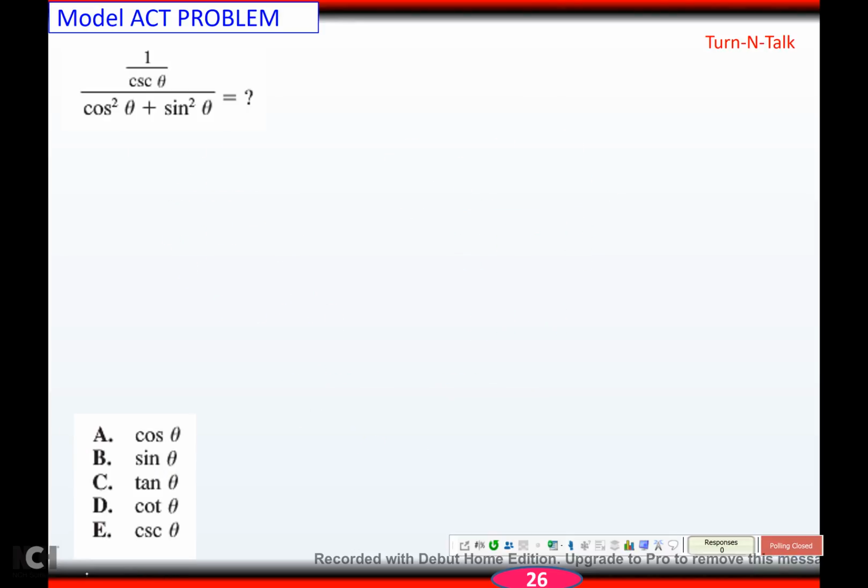Alright, try this one, hit pause, come back when you're ready. And hopefully you got sine theta. Alright, on top, you're looking at your reciprocal identities, 1 over cosecant is the same as sine theta. So I can rewrite the top as sine theta.